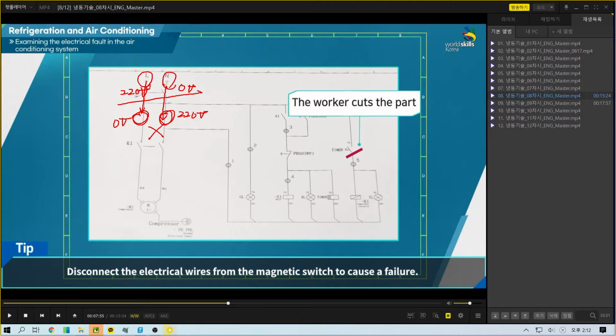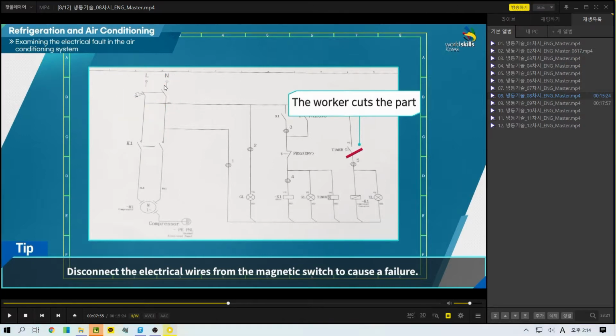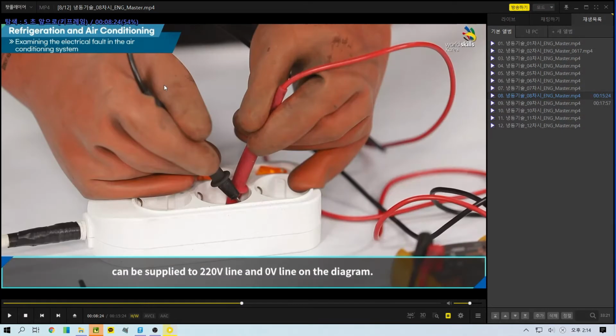Let me move the video scroll bar to the front. That scene, this is the scene, and this is exactly the part about what I mentioned.